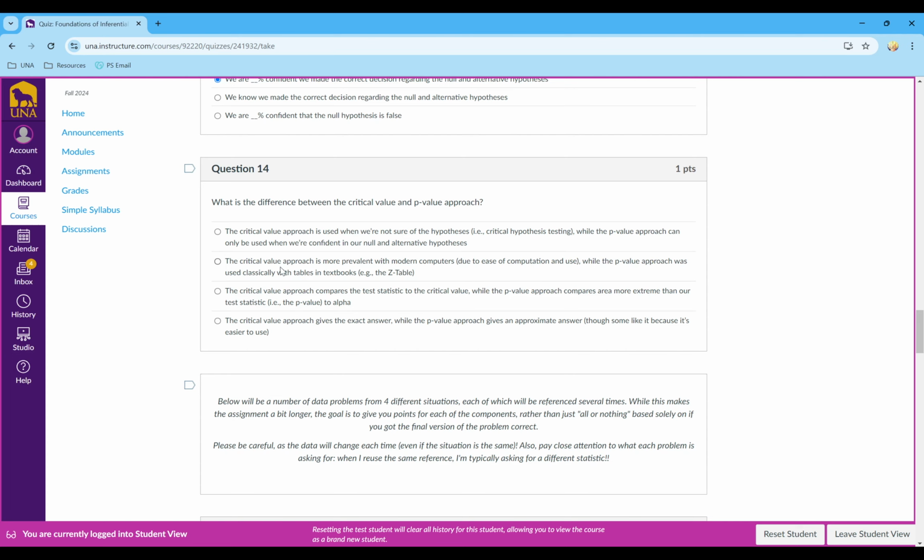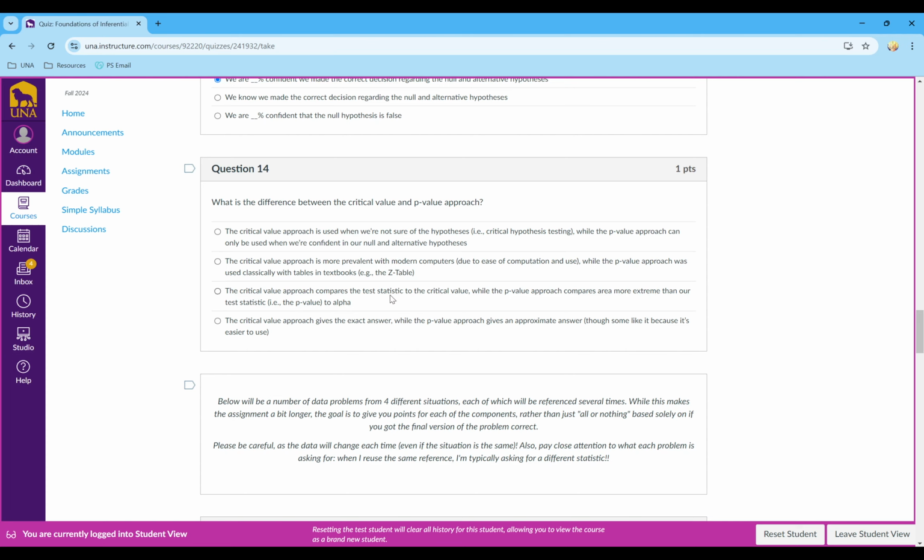Critical value more prevalent with modern computers. Actually, this is false. I mean, the big advantage of p-value is that it is probably easier to interpret than the critical value approach. It has to provide you with less information as a user. So the p-value approach is actually much more prevalent with modern computers. So this would be correct, but it's phrased the opposite way.